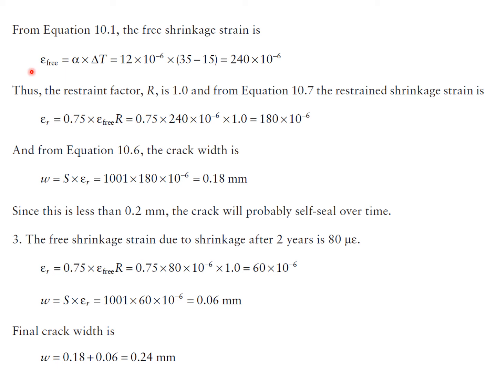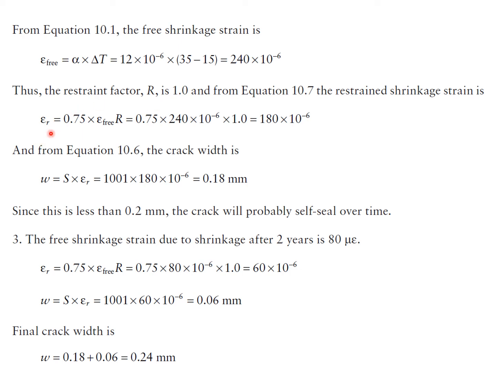The free shrinkage strain is calculated as the coefficient of expansion multiplied by the change in temperature. The change in temperature is 20 degrees Celsius. So we'd expect the concrete to shrink by 240 microstrain. In this question, we're going to assume that the restraint factor is 1.0. So we're going to say that the pile walls are effectively rigid and don't allow any movements.